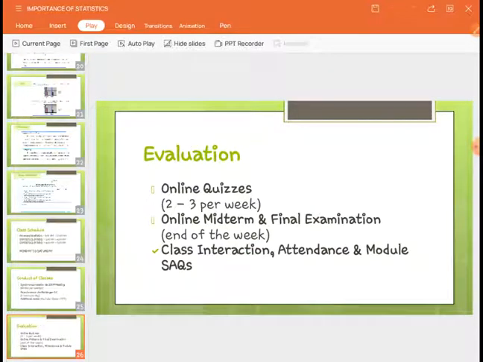Our evaluation for this subject is online quizzes. Yung online quizzes natin siguro mga 2 hanggang 3 per term yan per midterm or per final. And that is via TestMost. We also have 2 major examination, midterm and final, that will be at every end of the week. And also we have class interaction, attendance, and module SAQs.